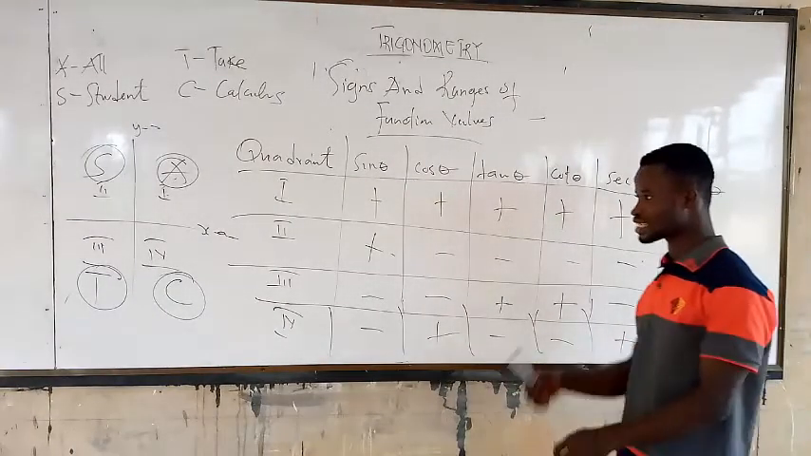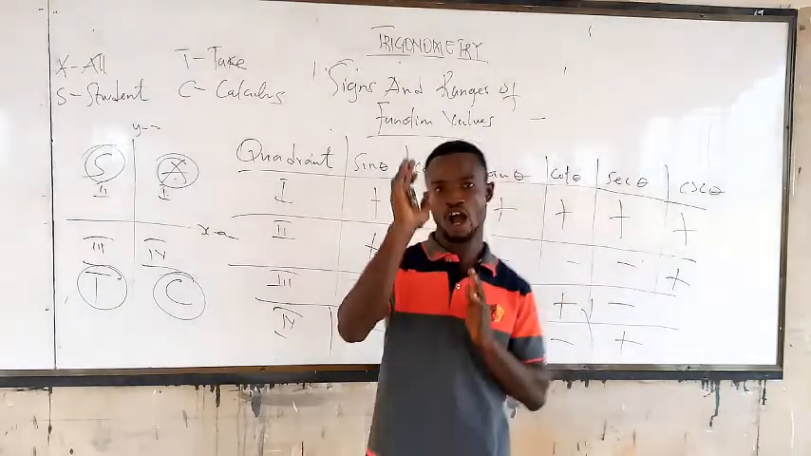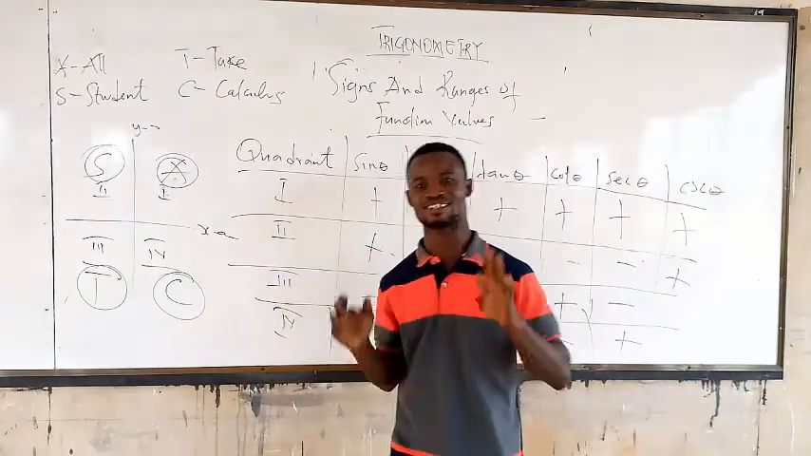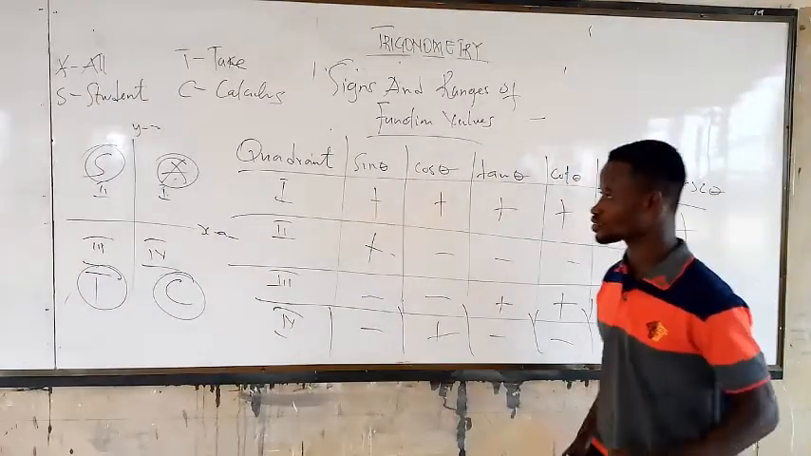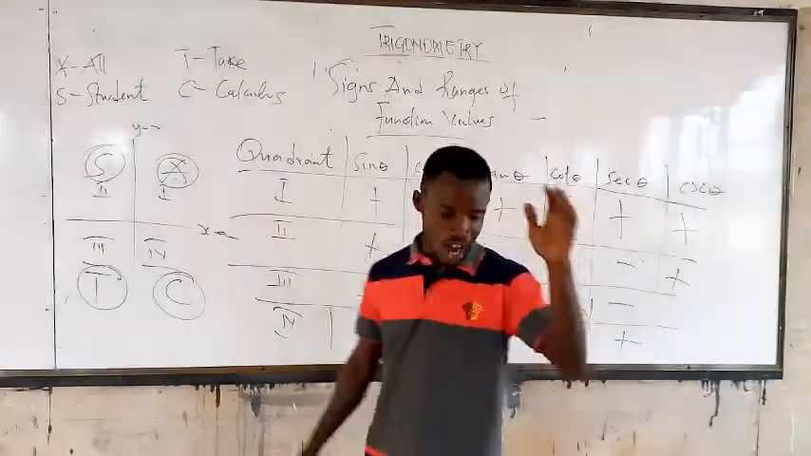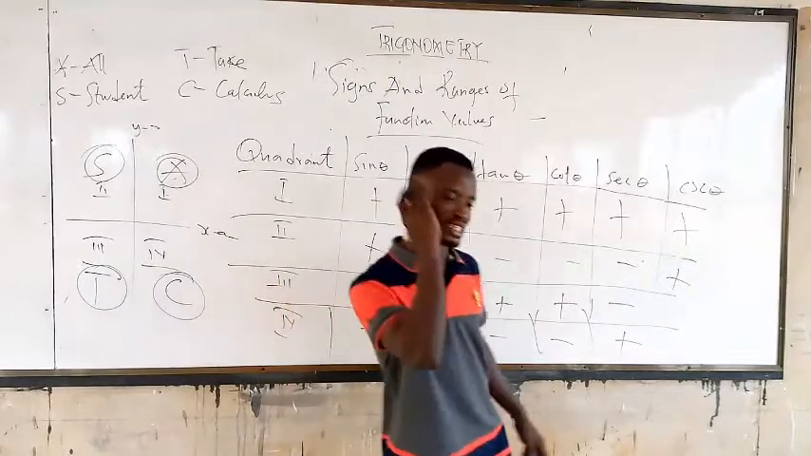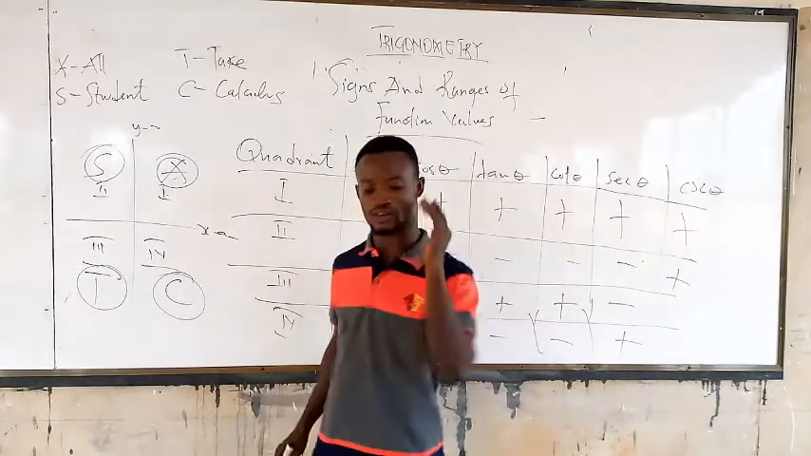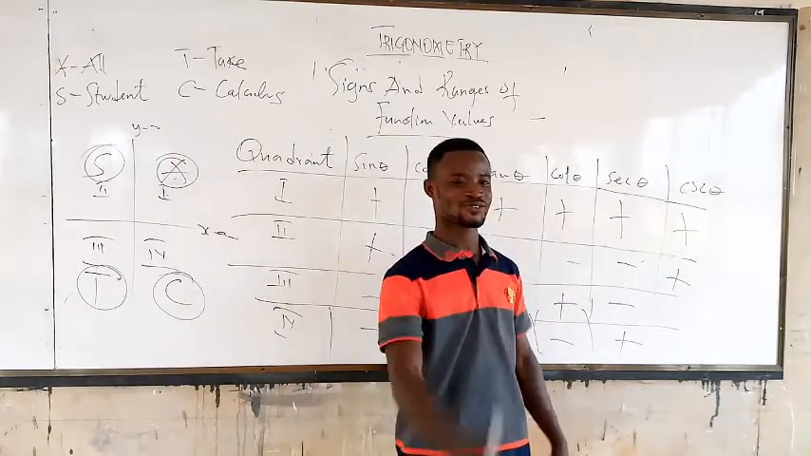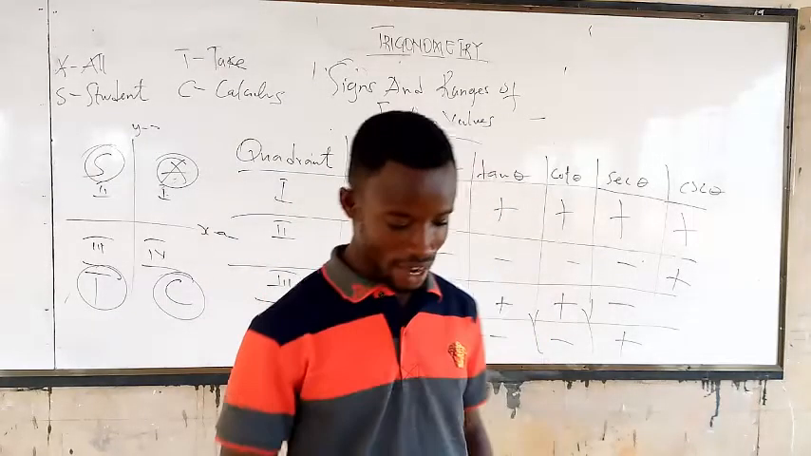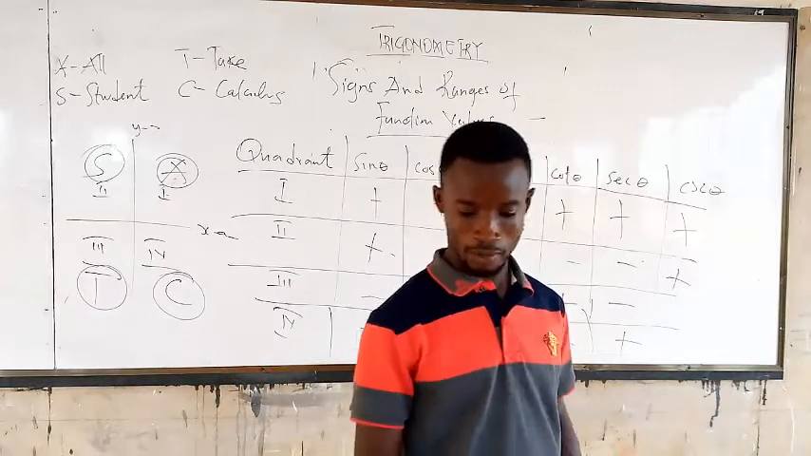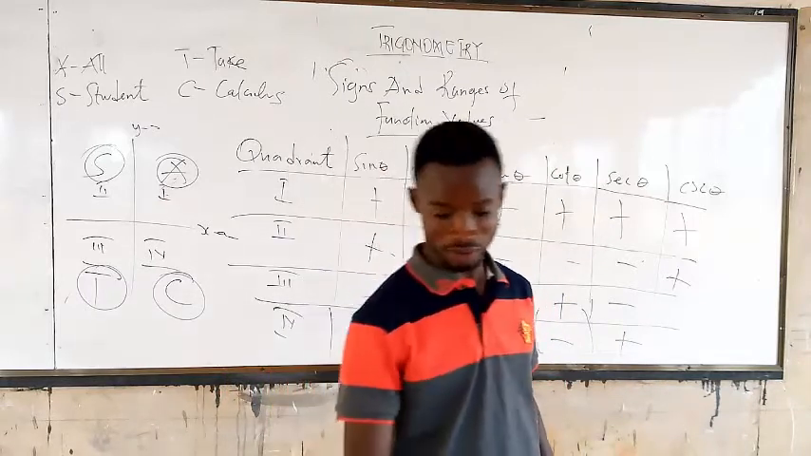The rest is just negative. So just remember, all students take calculus. Once you know that all students take calculus, it's simple, because "all" means first quadrant, "students" second quadrant, "take" third quadrant, "calculus" fourth quadrant. So that is that. Very good. Is there anything more?